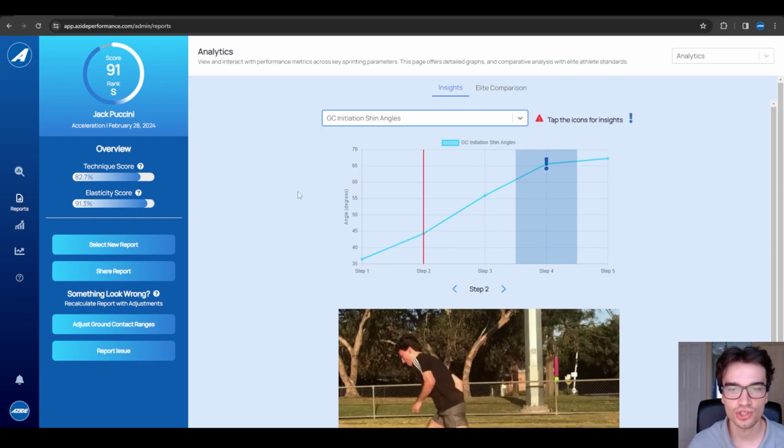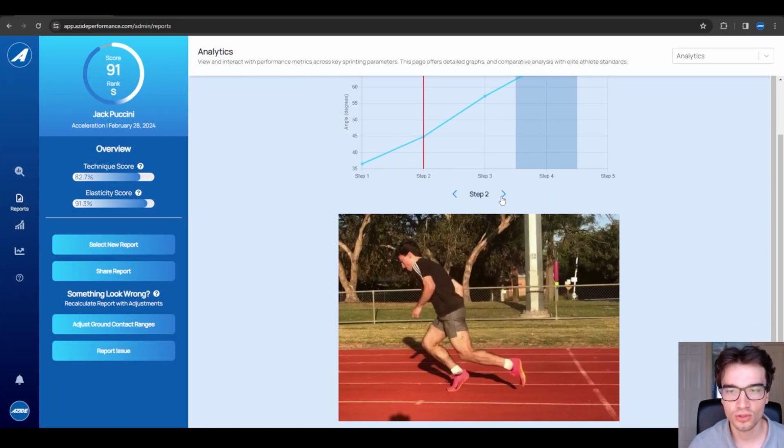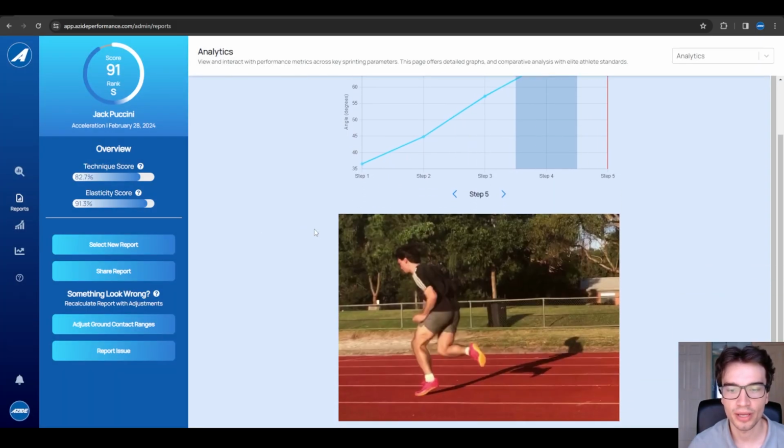And if we look at initiation shin angles, I've actually got an award here because the system has recognized that my shin angles have consistently increased. We haven't had this unnatural increase and then decrease, or a dramatic jump, like we saw in the last one from 34 degrees to 70 degrees, which is almost doubling of the shin angle, which we shouldn't see. So I've got an award here. It basically just said the athlete's shin angles consistently increase over the first 4 steps, which is good. And so this acceleration was much better.